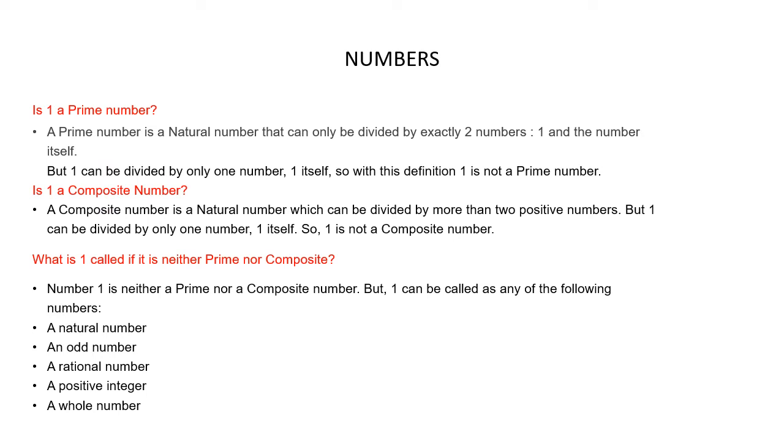So what is 1 called if it's neither prime nor composite? Number 1 is neither a prime nor a composite number, but it can be called any of the following numbers. 1 can be called a natural number. It can be called an odd number. It is a rational number. It is a positive number. It is a whole number. But 1 is not a prime number and 1 is not a composite number.